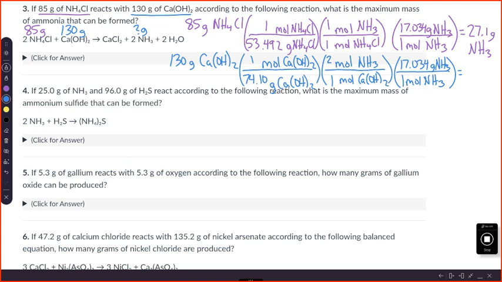Plugging this one in. Looks like I'm going to get 59.8 grams of NH3. So again, I have to go with the smaller answer. 27.1 is going to be my answer. And the limiting reactant was NH4Cl because that's the one that produced the smaller answer.